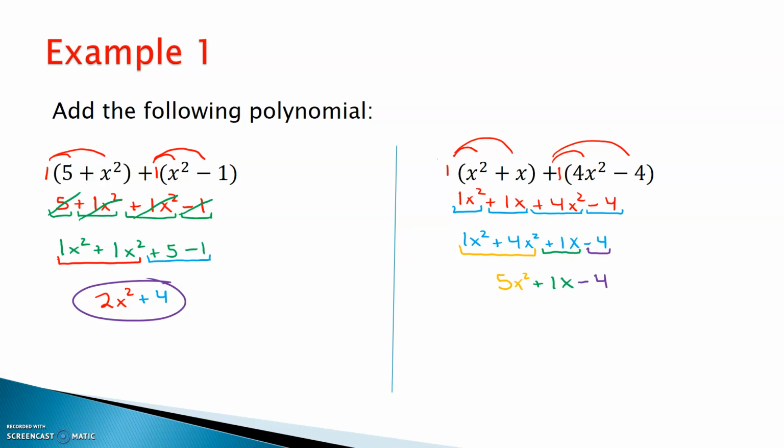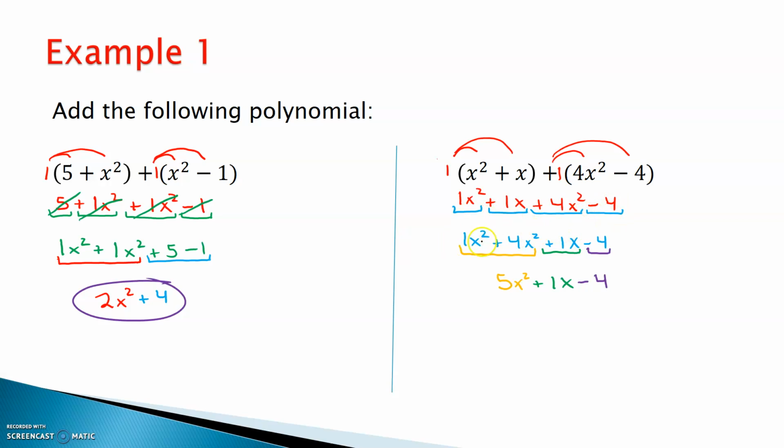Now again, be careful. Why do we do this? To get rid of these parentheses, right? 1 times x squared, 1x squared. 1 times x is 1x. I like to add the ones just so I can see it. 1 times 4x squared is 4x squared. What's 1 times negative 4? Negative 4. Now there's 4 terms here.